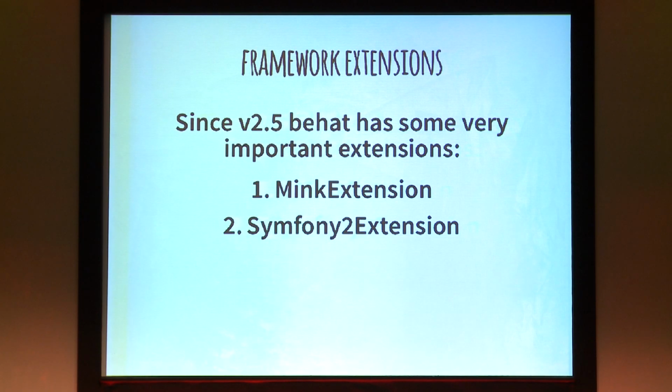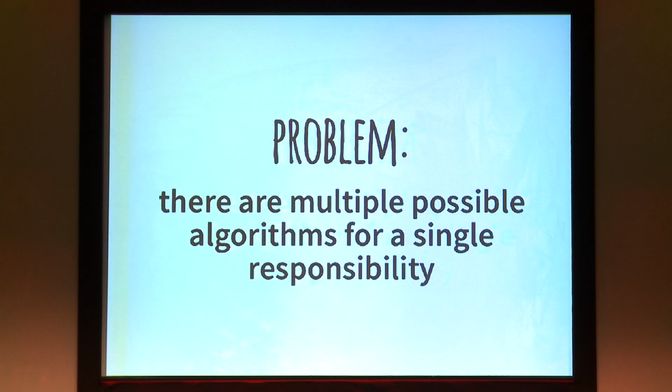So right now I will go through a couple of examples of how I tackled different problems in BEHAT3 and how I provided extension points for those problems. Since version 2.5, or maybe even earlier, BEHAT has had some very important extensions. There is the Mink extension and the Symfony2 extension. The Symfony2 extension, as you could imagine, tells BEHAT what to do with Symfony. The Mink extension tells BEHAT what to do with web crawlers. And both of them extend core flows of BEHAT. They extend how BEHAT actually reads your tests. So we have a problem. There are multiple possible algorithms for a single responsibility. There is a single responsibility in BEHAT, read me a test file. But then we have multiple parties that are interested in this reading and can extend it.